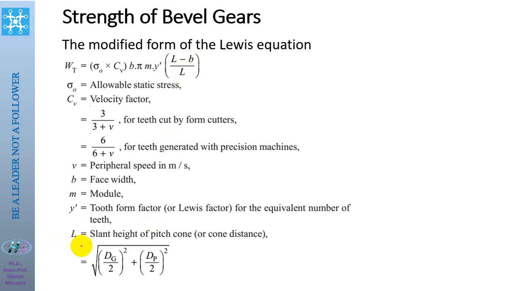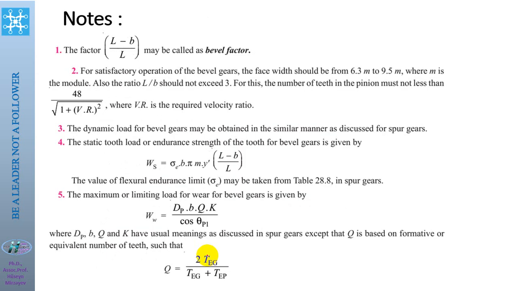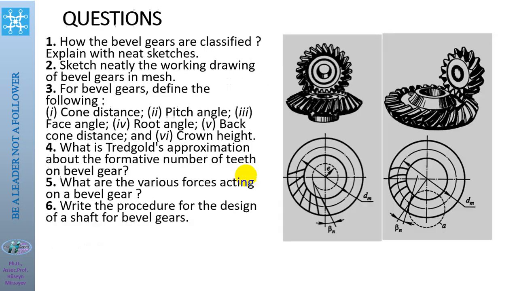The cone distance may be calculated depending on the pitch circle diameters of the pinion and the gear, according to the triangle rules. These are all notes that may be useful for strength calculations, and this methodology is taken from the textbook by Khurmi.